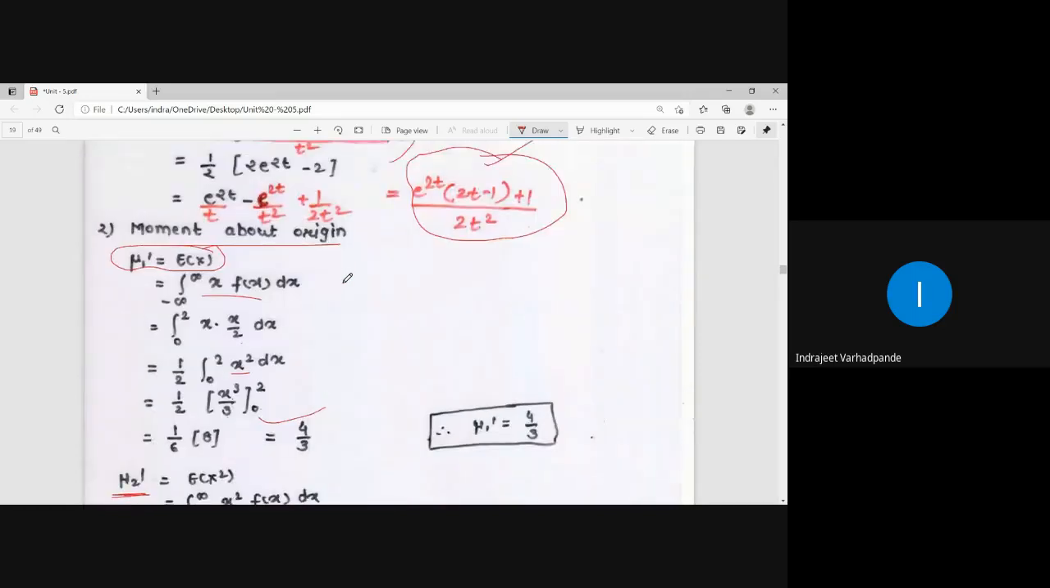So from the moment generating function, this is your moment generating function. Moments about origin are used by the formula mu r dash is equal to expectation of x to the power r, and this is how we calculate the first four moments about origin: mu1 dash, mu2 dash, mu3 dash, mu4 dash. So that many times the expectation will be calculated, and expectation is nothing but multiplying by that term to the probability function or the density function.